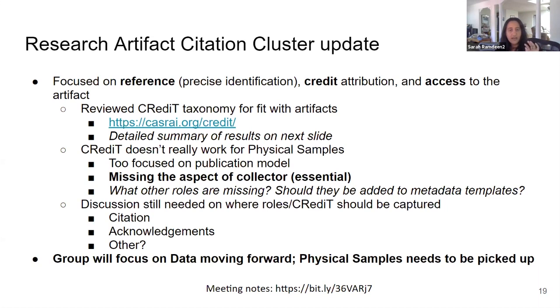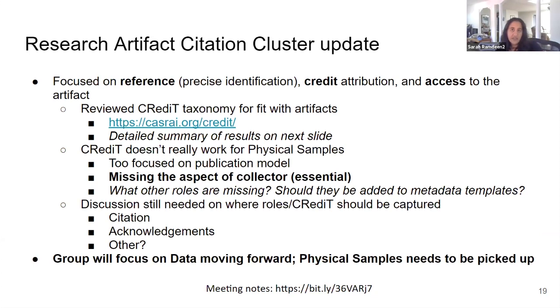What the cluster is focused on is precise identification of the object, credit or attribution related to the object, and then how to access it in the future. And so once you determine these roles that are associated with this concept of credit and citation, where should it go? And that's still a discussion that's needed in that community.